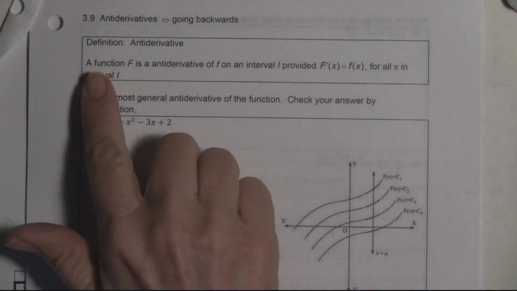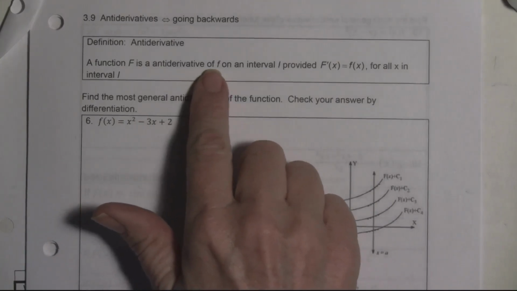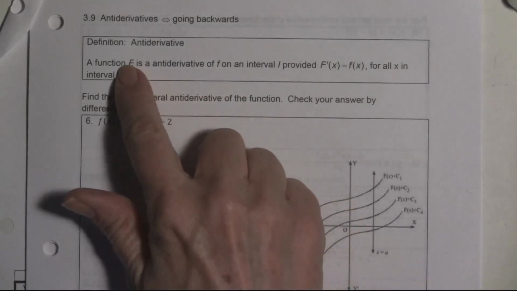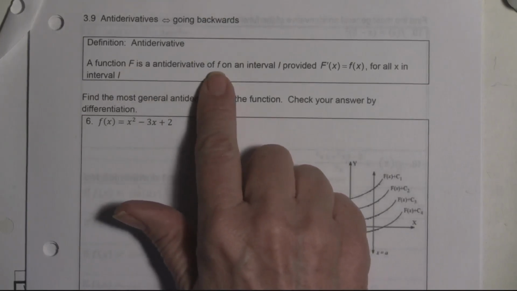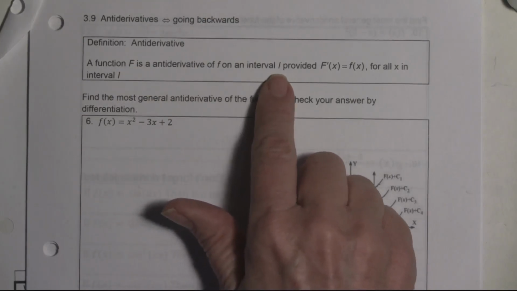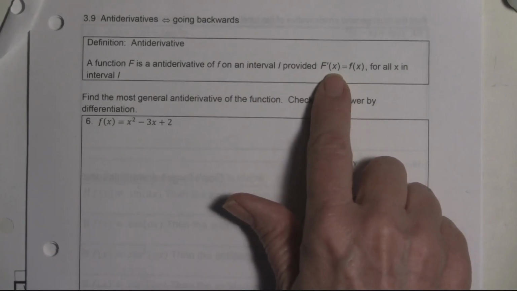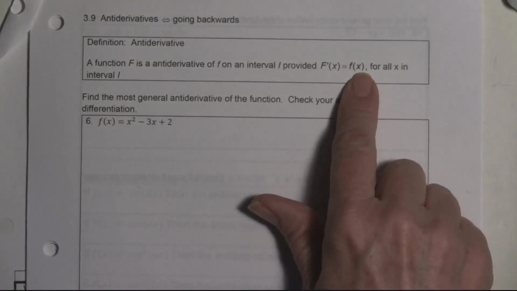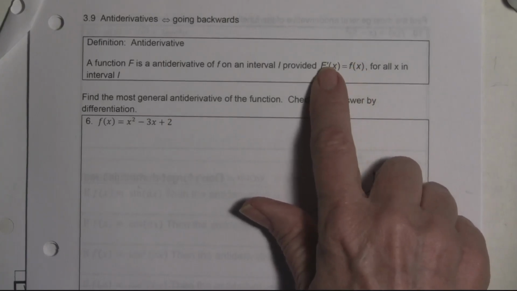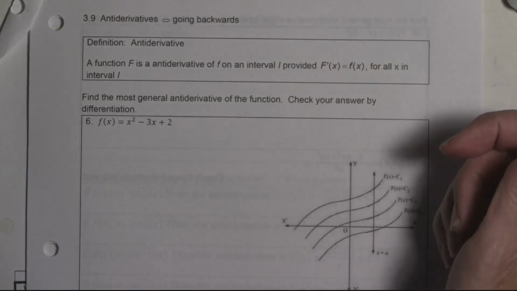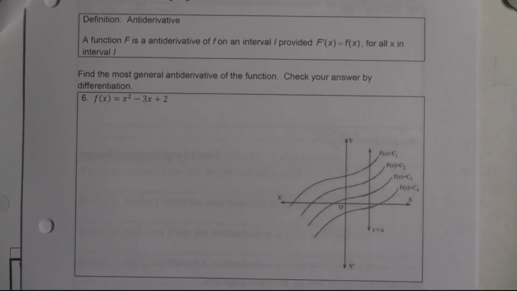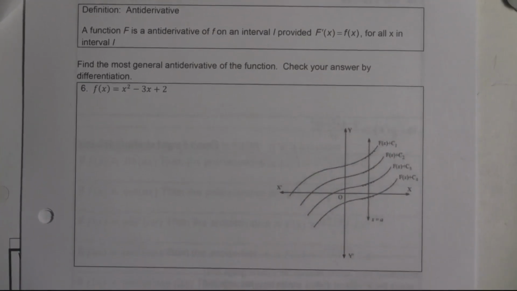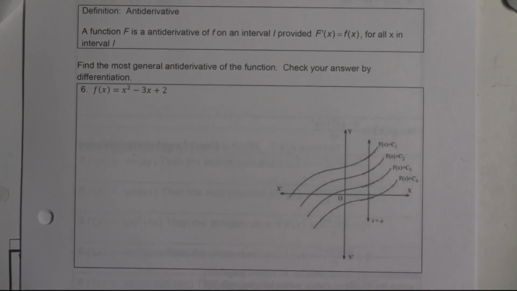They say a function capital F is an antiderivative of lowercase f on an interval I, provided that when you take the derivative of F, you get lowercase f. So when you take the derivative of this function, you get back the function f for all x in the interval I. And then they're asking us to find the most general antiderivative of the function.